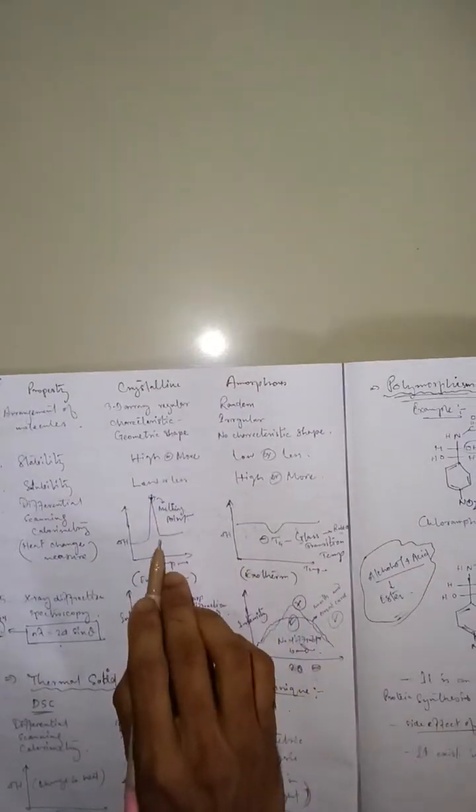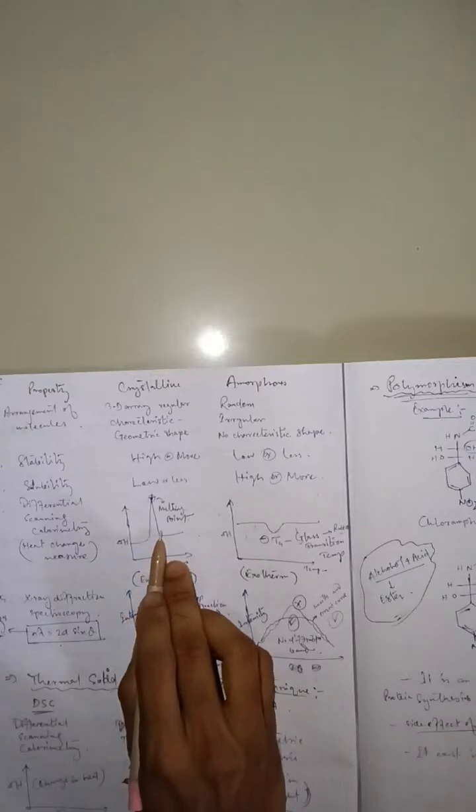Next, differential scanning calorimetry. We will find different graphs in scanning calorimetry. In this, crystalline will show a sharp melting point, whereas amorphous will give a broad melting point. For example, here the melting point will be exactly 27.8, but here the melting point will be approximately 25, 26, 27, 28, 29, like this.